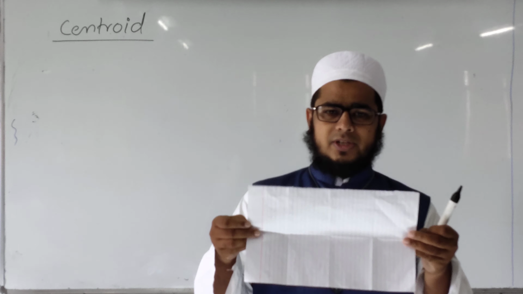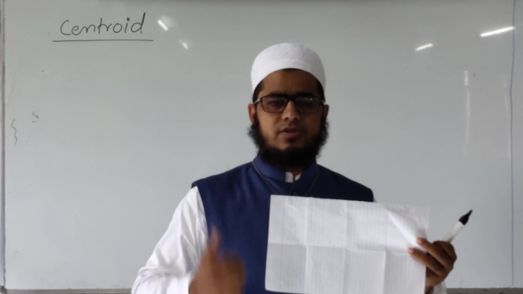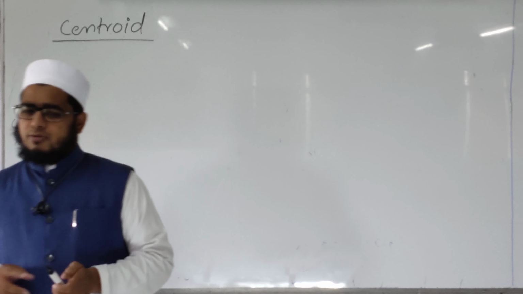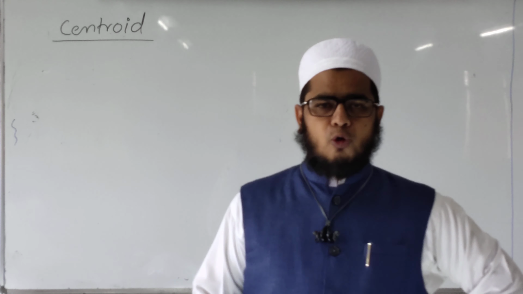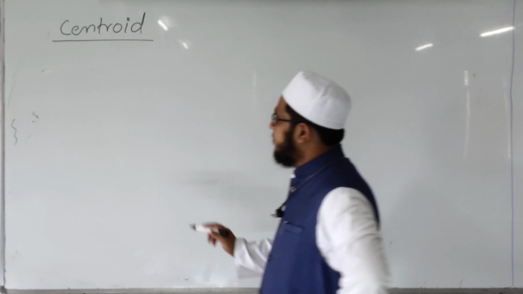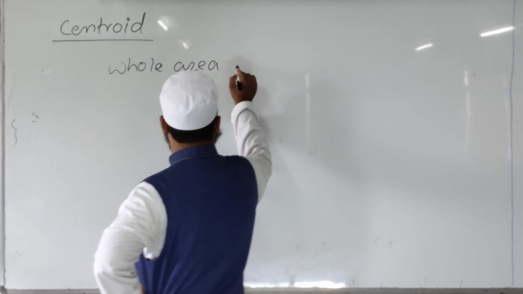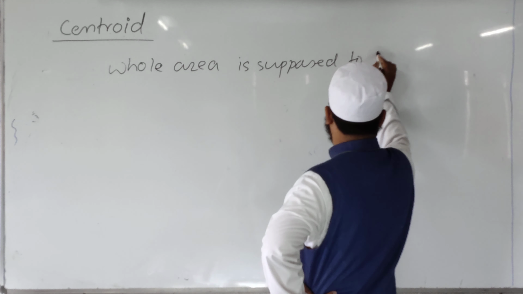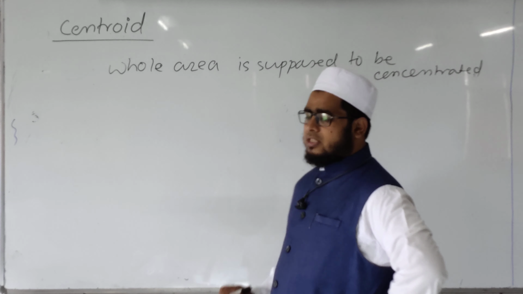Whenever the object is two-dimensional, it has area, which is most important, which we have to consider. That's why when two-dimensional figures are considered, the point about which whole area of the object is supposed to be concentrated is called the centroid of the object.